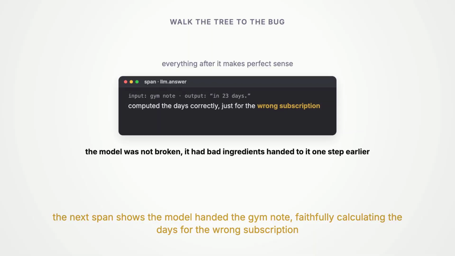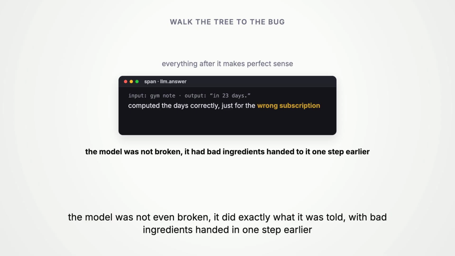The next span shows the model being handed the gym note and faithfully, obediently, calculating the days for the wrong subscription. The model was not even broken. It did exactly what it was told, with bad ingredients handed to it one step earlier. You did not guess that. You did not rerun anything. You read it straight off the tree, and you found the first step where reality and the answer parted ways.